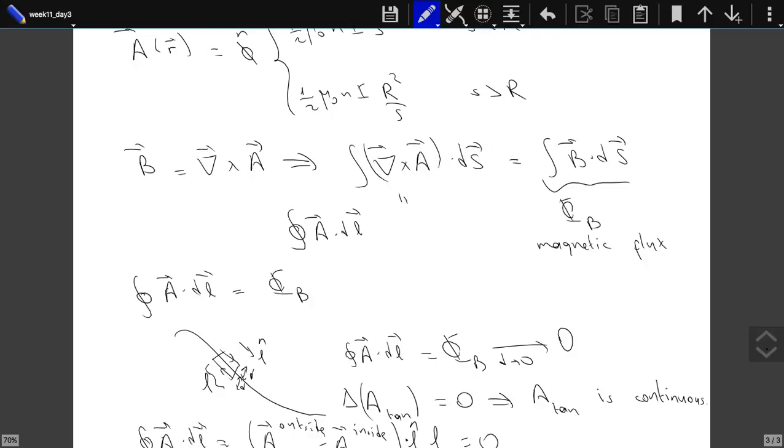You get 0 equal to 0. Nothing. It's true, but it doesn't tell you anything. Well, what can I say about the perpendicular component?